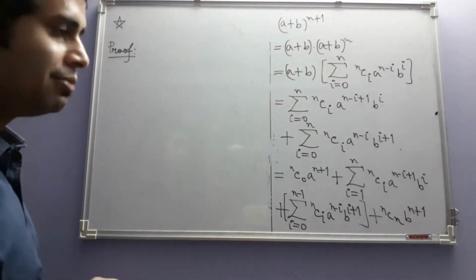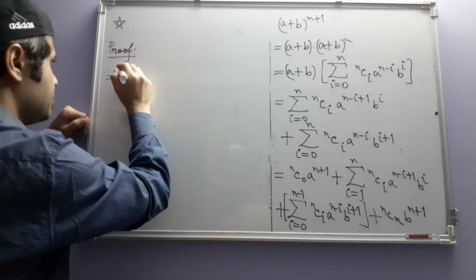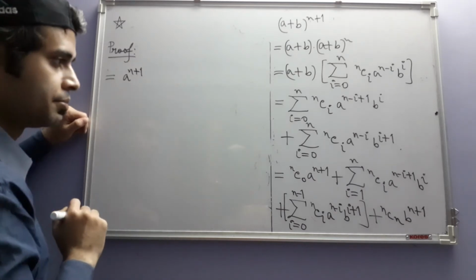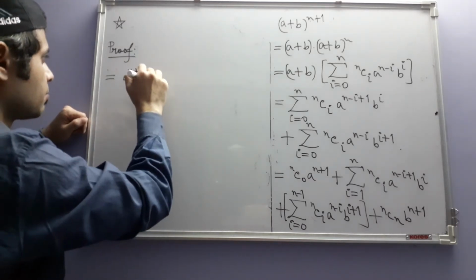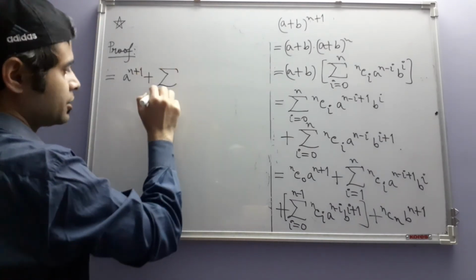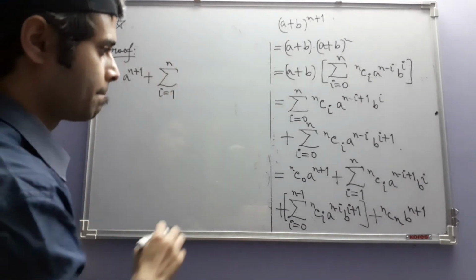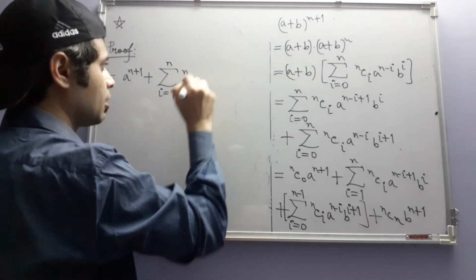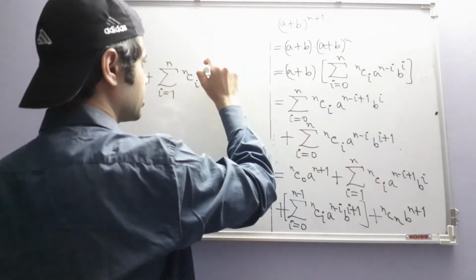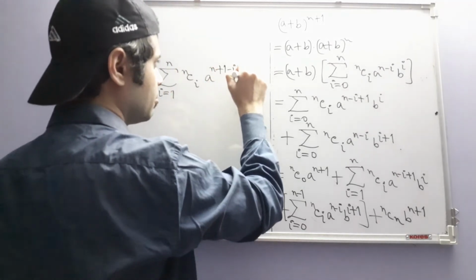Okay, so what is the benefit of doing this? Let us try to see. nC0 is 1, so this is nothing but a to the power n plus 1, plus summation i equal to 1 to n, nCi a to the power n plus 1 minus i, b to the power i.